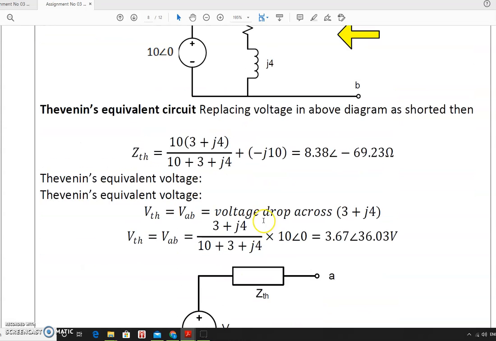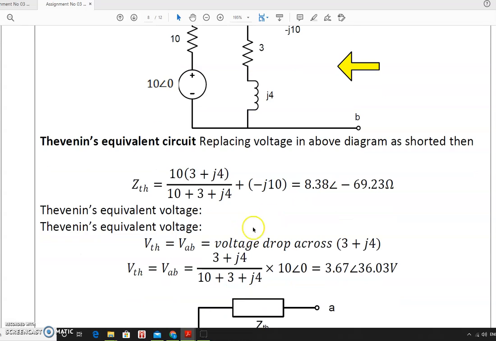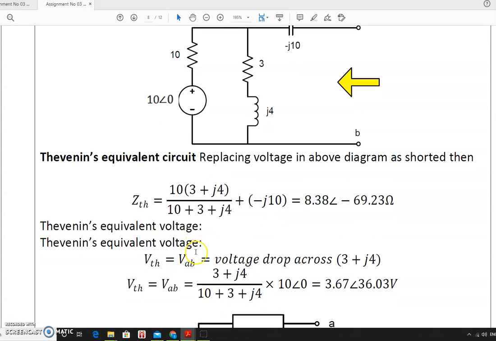How to calculate the VTH? To calculate the VTH, keep in mind, as the current is not flowing, no voltage drop across this, means whatever the voltage drop across these two elements is nothing but the voltage across AB. So VTH is equal to VAB voltage, that is voltage drop across 3 plus J4 ohm. So I will calculate the voltage drop across 3 plus J4 ohm by using the voltage divider rule. 3 plus J4 divided by, these two are in series. If this is not carrying any current, these are all in series.